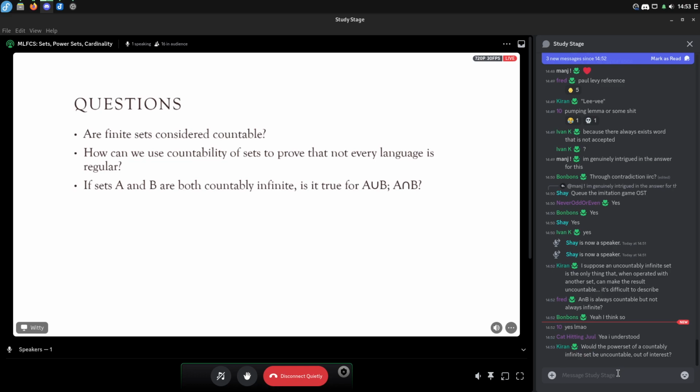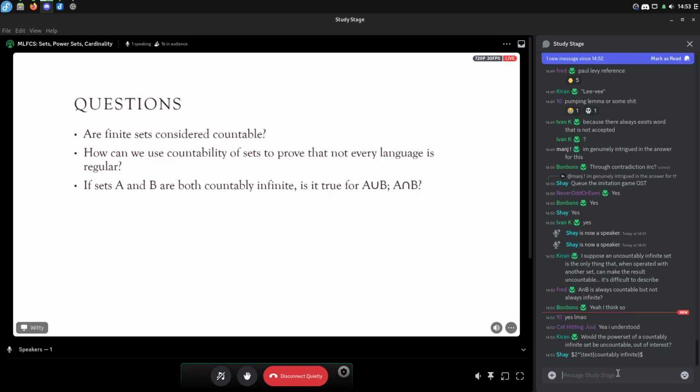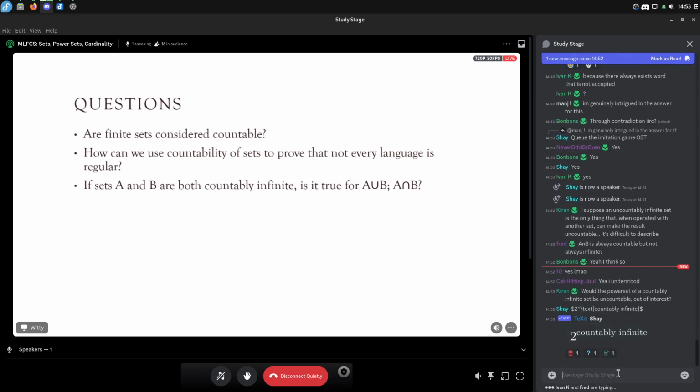Would the power set of a countably infinite set be uncountable? Out of interest. The power set has how many elements in it? The power set has 2 to the countably infinite. I don't think that means it's countably infinite. I think it would make it uncountable if it's 2 to the power of some countably infinite set.